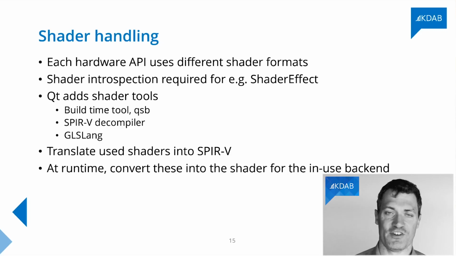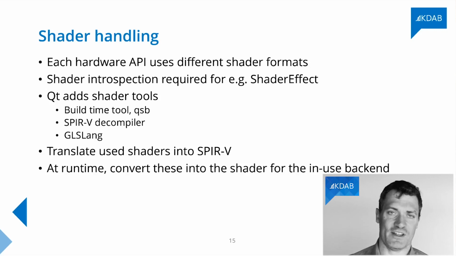One important area to focus on is shader handling. Each of the hardware APIs has a slightly different shader format. To make this work, there is some additional tooling which happens in Qt6. Essentially, you write your shaders in a neutral shader format, which is GLSL. This is translated into SPIR-V by the glslang compiler. And then the QSB tool, which runs at build time or deployment time, creates versions of this for each backend that might be used.